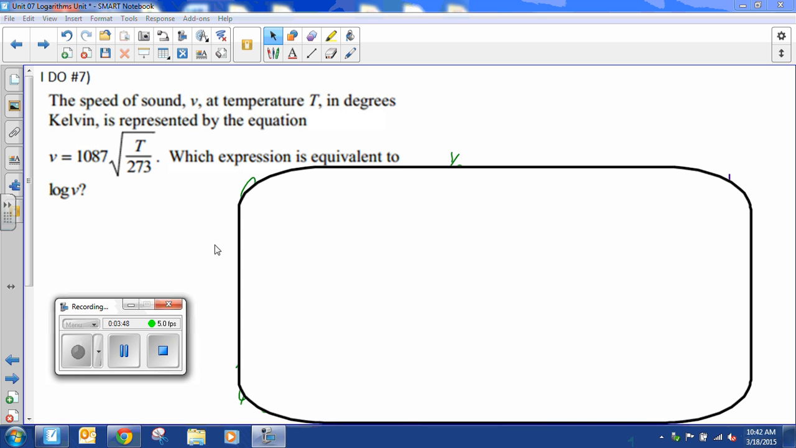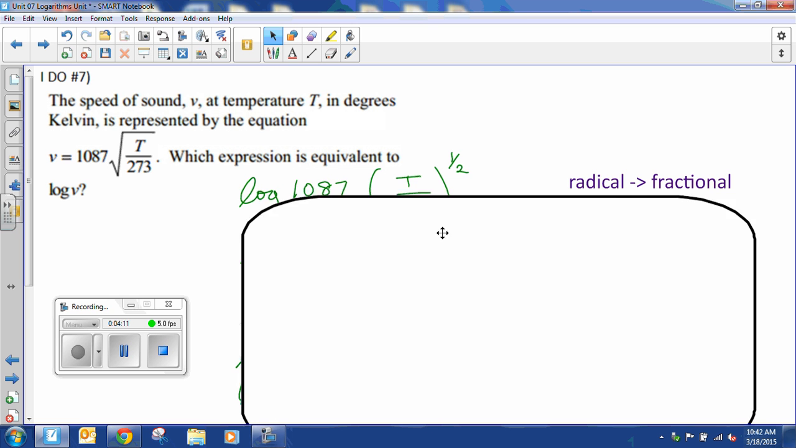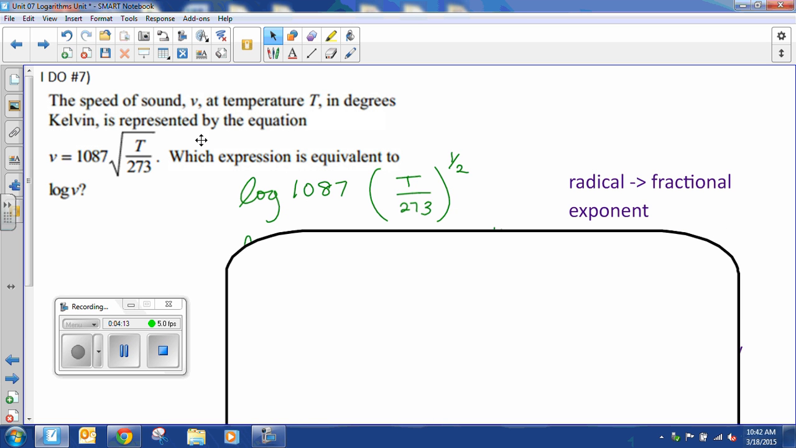The speed of sound, v, at temperature T in degrees Kelvin, is represented by the equation v equals 1087 times radical T over 273. Which expression is equivalent to log v? Well, the first thing we're going to do is rewrite this radical as a fractional exponent. Now notice the use of the parentheses around the entire expression T over 273 because it originally was under the radical. And now I'm going to recognize that there's an invisible multiplication sign right there, and we're going to apply the product property.